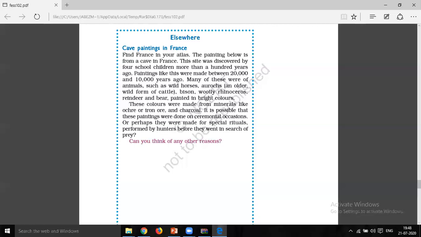There will be 3 chapters that we will be completing as part of the syllabus. One I have completed, that is history chapter number 2 as part of term 1. The 3 chapters are history chapter number 2, civics chapter number 2, and geography chapter number 1, which we will complete within the next 2 weeks.